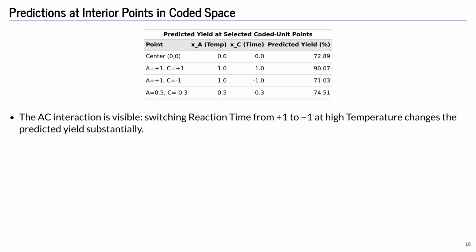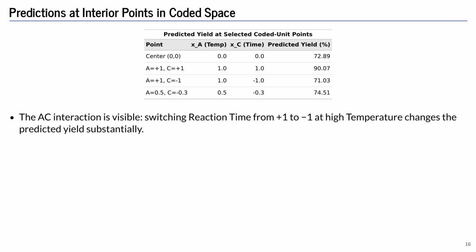That gap is twice the interaction coefficient, and it is the interaction made tangible. Running temperature high is only beneficial when reaction time is also high. If you ran temperature high with reaction time low, you would get almost the same yield as the center point.